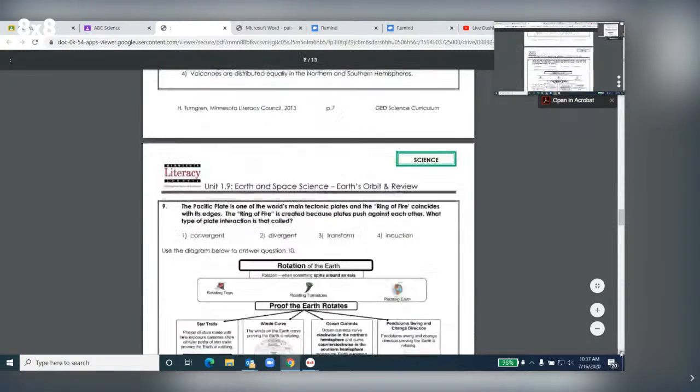And the last one, Pacific Plate is one of the world's main tectonic plates, and the Ring of Fire coincides with its plates. The Ring of Fire is created because plates push against each other. What type of plate interaction is that called? And basically, when they push against each other, that would be a convergent. That would be number 1. And if you go back and look at your last lesson, there was that one diagram that showed arrows going into each other, going across, or going away from each other. And when they push against each other, that would be convergent. Okay? It's kind of like they converge on each other.